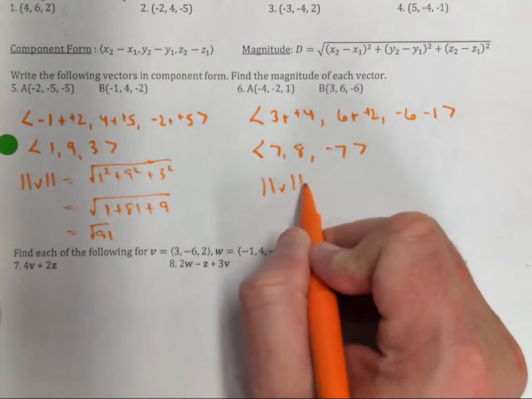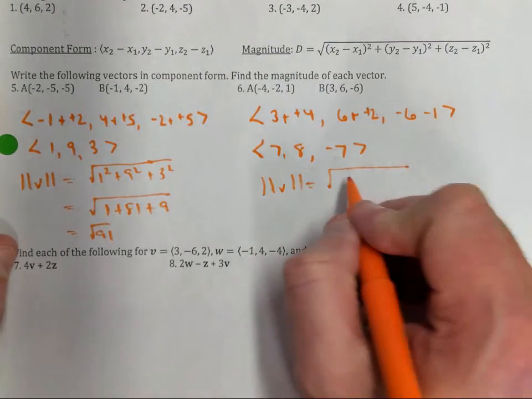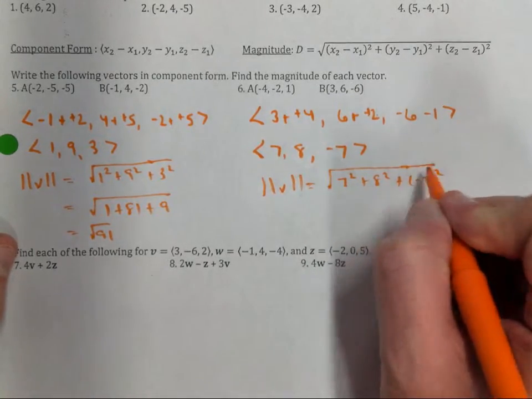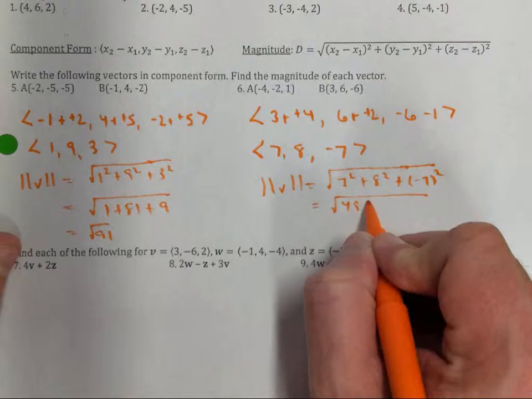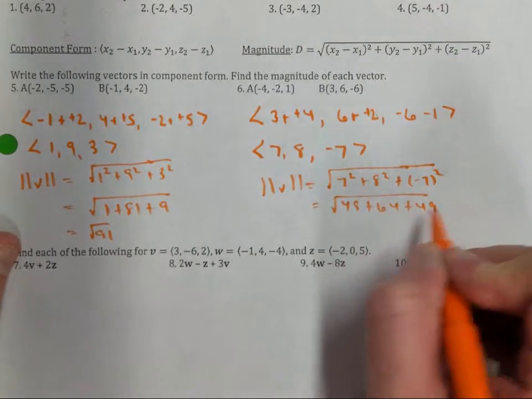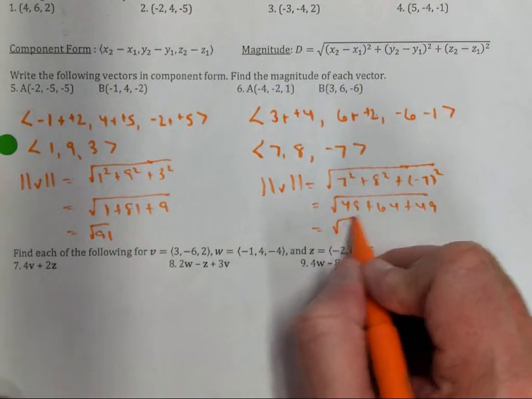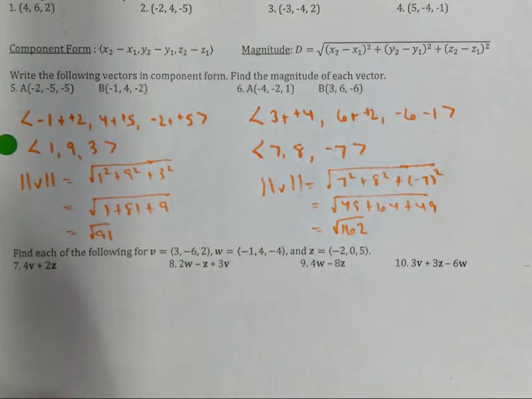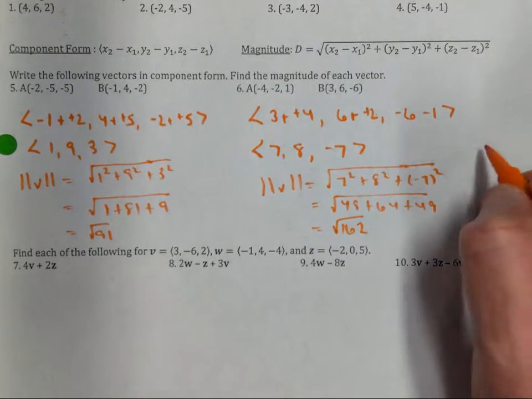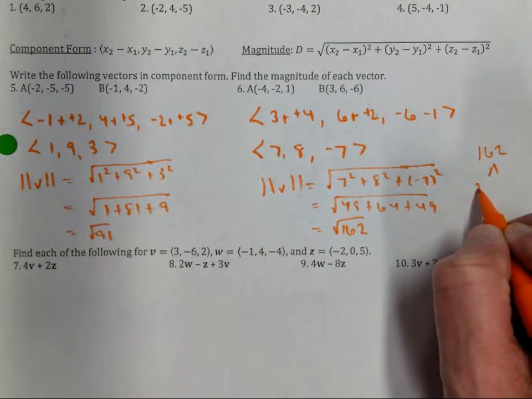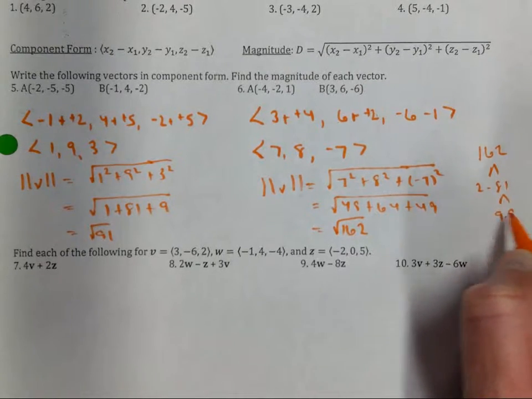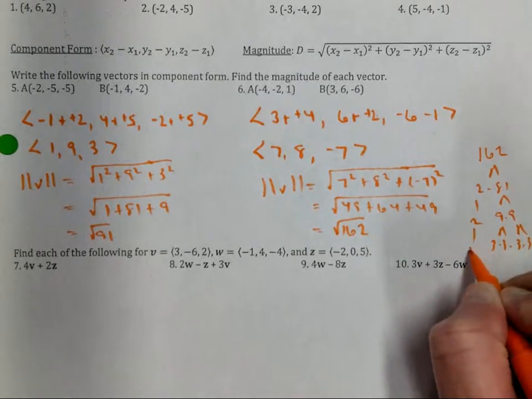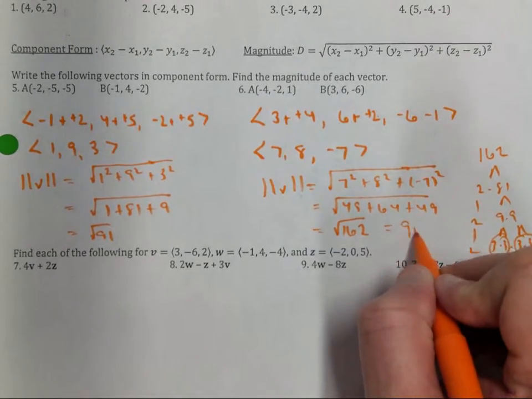Magnitude. 7 squared plus 8 squared plus negative 7 squared. Help me out, that's 49 plus 64 plus 49. What all does that add to give you? 162. Let's be careful, that one might be able to break down. Oh, yes. So if you break that down, 162 is 2 times 81, that breaks down to 9 times 9, which breaks down to 3 times 3, 3 times 3. You got two groups of 3, so that's going to be 9 square root of 2.